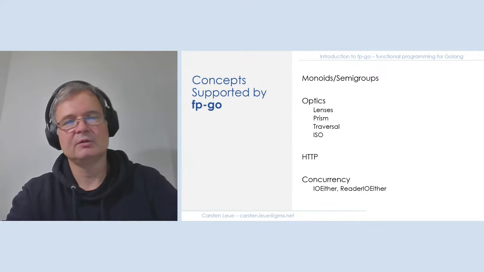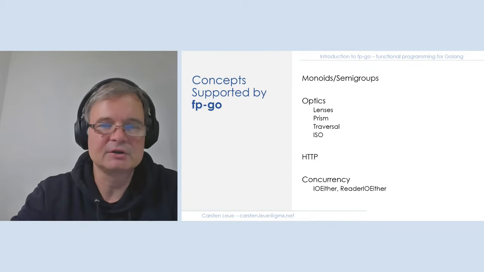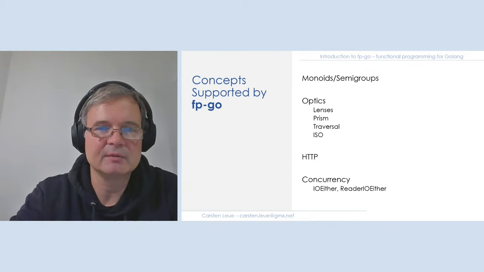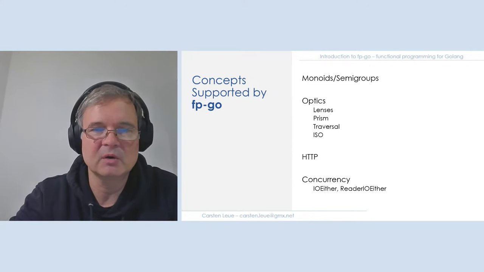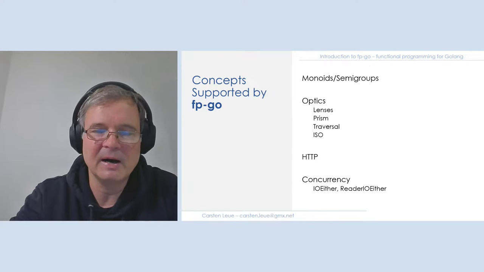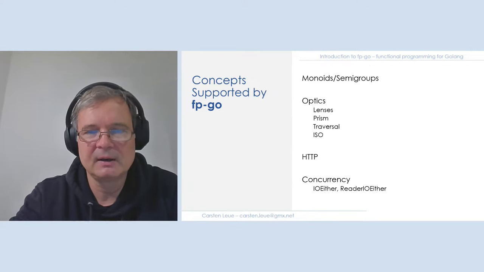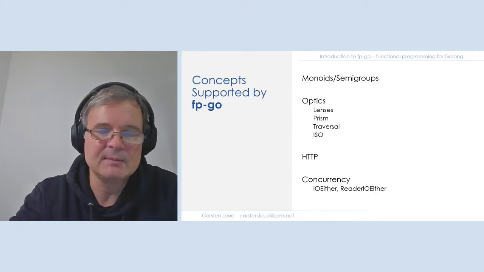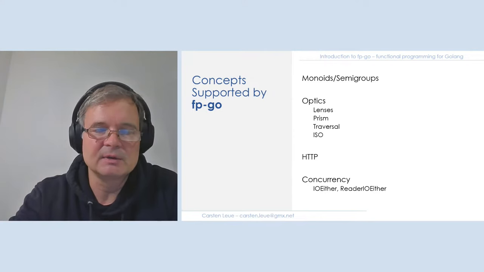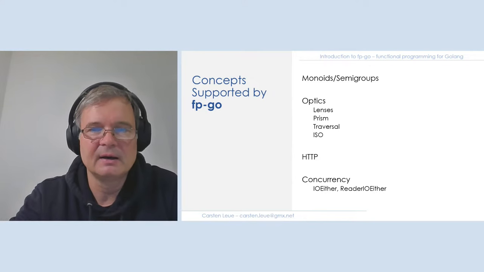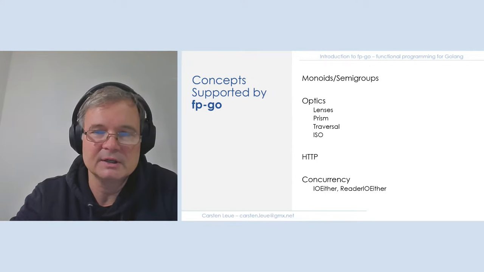The library also supports abstractions and concrete implementations of different monoids and semigroups. So monoids are data structures that carry an operation that can combine two values of the same type. And that's a semigroup, and a monoid adds to that concept an initial value, a zero value. And this concept is very helpful, for example, in the reduce case, where we want to apply a sequence of operations to a set of homogeneous values in a sequence.